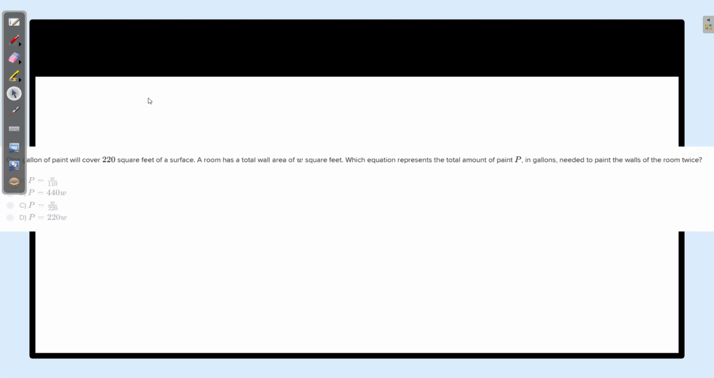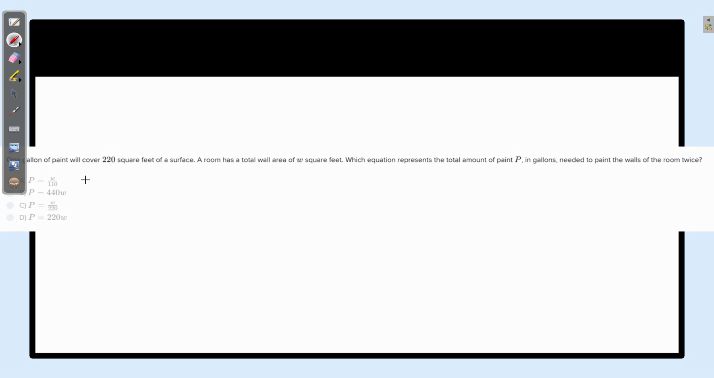Okay, 1 gallon of paint will cover 220 square feet of a surface. A room has a total wall area of W square feet. Which equation represents the total amount of paint in gallons needed to paint the walls of the room twice? Great question. Now, for this question, I'm sure you could logic your way to the answer, but if you can't really see it intuitively, I don't think it's the best to spend your time on the SAT doing that.